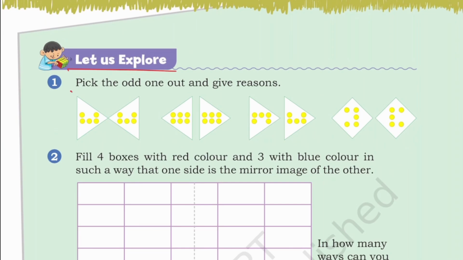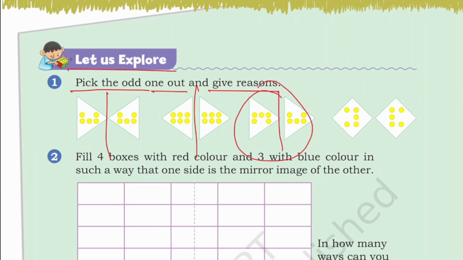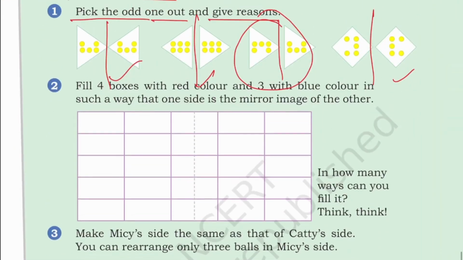Let us explore. Pick the odd one out and give a reason. These are symmetrical. This is not symmetrical, so you may circle it. This is also symmetrical. These three figures are symmetrical.